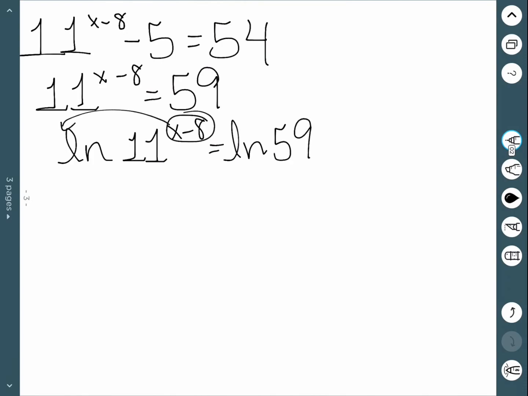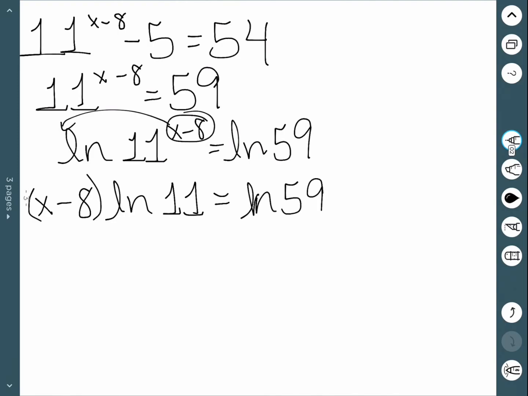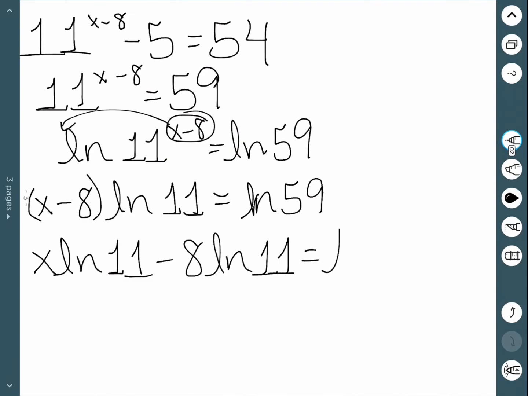And now I can bring my exponent out front. The key though is this x minus 8 has to stay in parentheses. I have to multiply that entire thing by ln of 11. I can now distribute: x ln 11 minus 8 ln 11 equal to ln of 59. So we have a slightly more complicated equation, but it's still not too bad.